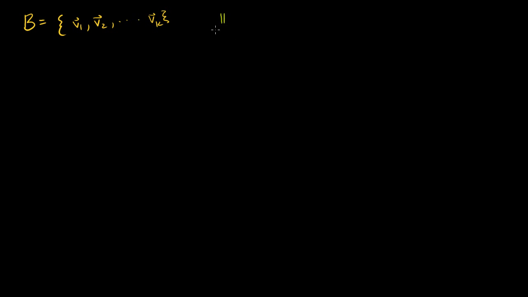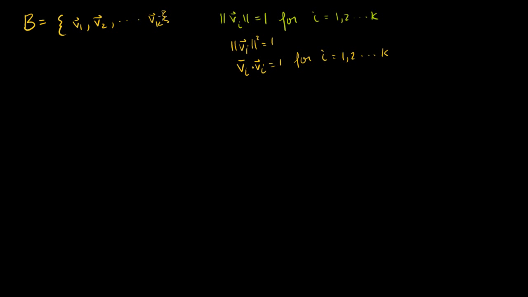So we could say the length of vector vi is equal to 1 for i equal to 1, 2, all the way to k. All of these guys have length equal to 1. Or another way to say it is that the square of their lengths is 1. The square of vi's length is equal to 1, or vi dot vi is equal to 1, for any i from 1, 2, 3, all the way to k. So that's the first interesting thing about it.